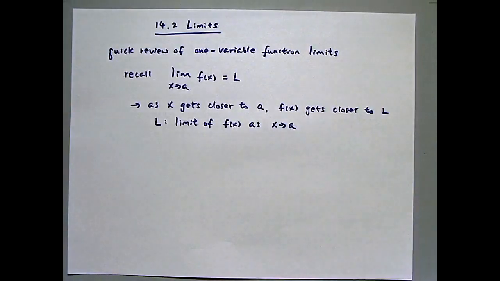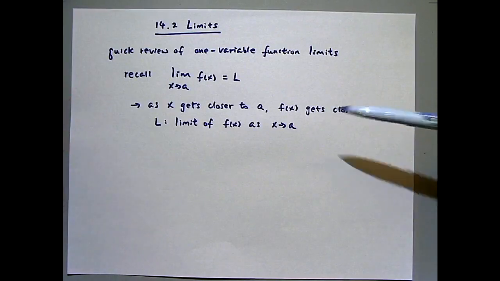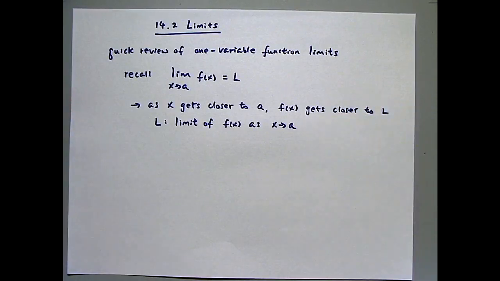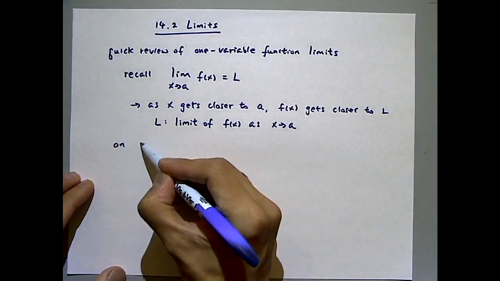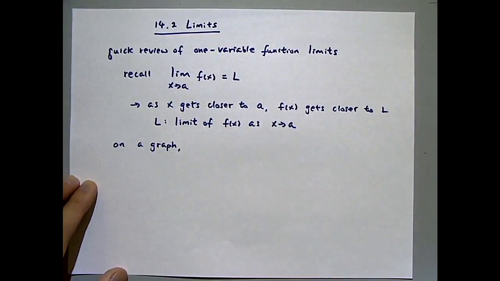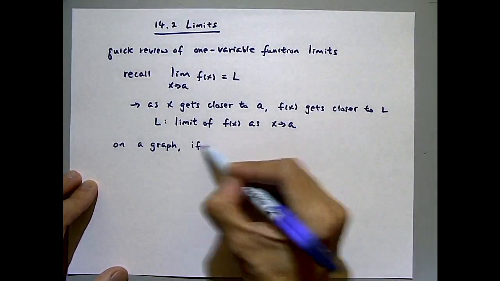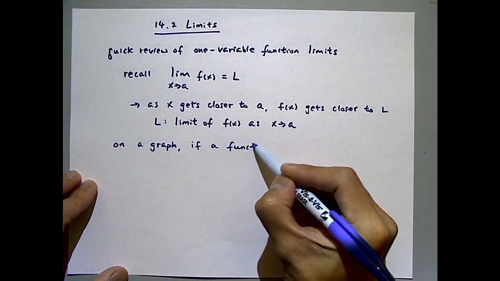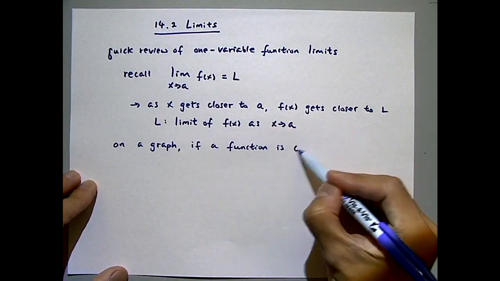And that L is called the limit of the function f of x as x gets closer and closer to a. Now remember, when we say getting closer to a, we don't mean actually being at x equal to a. Whether we could get there or not is entirely irrelevant. The fact that we could get infinitely close to a, that's the idea of the limit. On a graph, you can spot the limits very, very quickly. If the function is continuous.